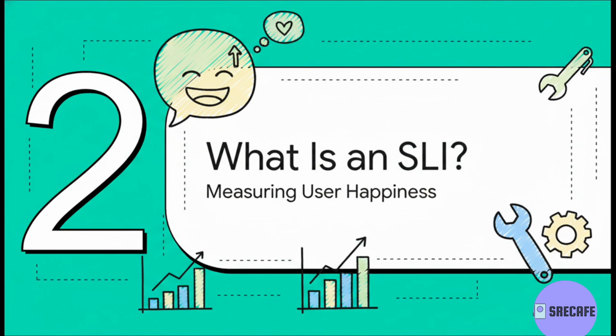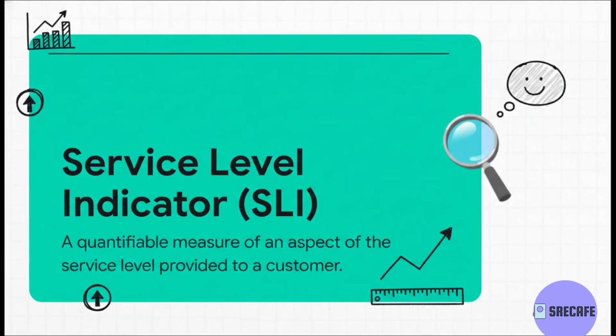So let's get a really clear definition of what an SLI is. Okay, so the formal definition is a quantifiable measure of some aspect of the level of service that is provided to a customer. In plain English, it's a number, a real number that tells you straight up how good your service is from the only perspective that matters, your customers. It's not a guess, it's a direct measurement.